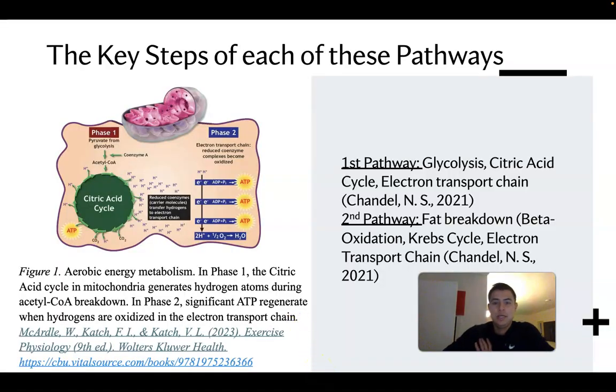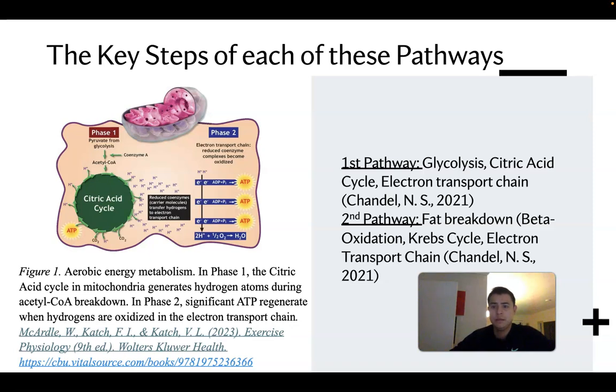So in this first slide are the key steps of each of these pathways. I'll be explaining the two pathways. The first pathway is glycolysis, the citric acid cycle, or Krebs cycle, and the electron transport chain. The second pathway is fat breakdown, so beta oxidation, Krebs cycle, and electron transport chain. Now, I'm going to describe what this graph is detailing.